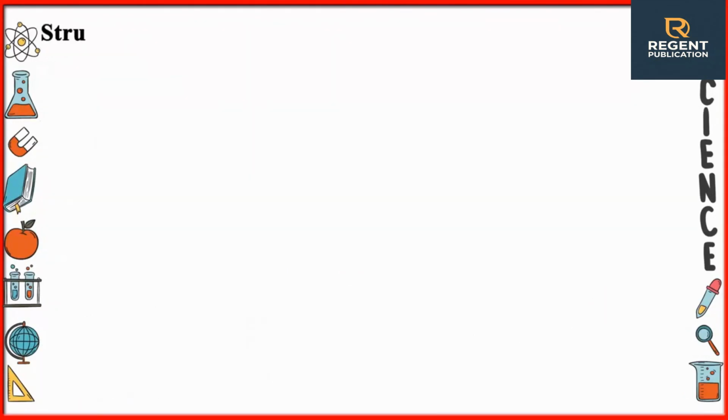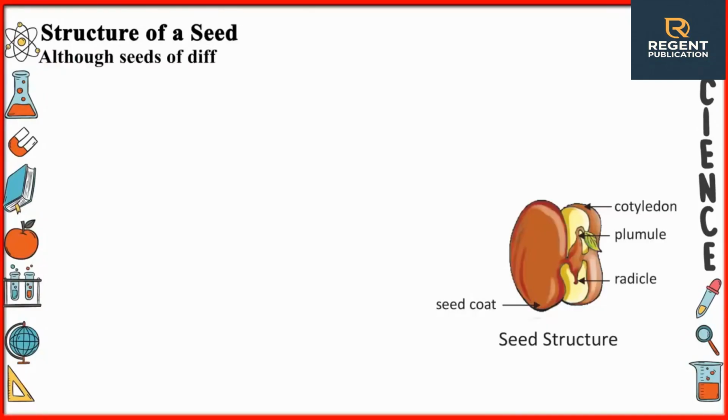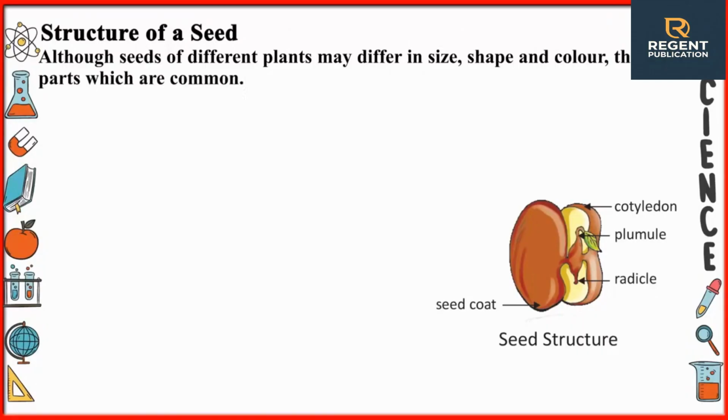Structure of a seed. Although seeds of different plants may differ in size, shape, and color, they have parts which are common. The seeds have a hard covering called the seed coat. It protects the seed from being damaged. Do you know what is inside a seed?